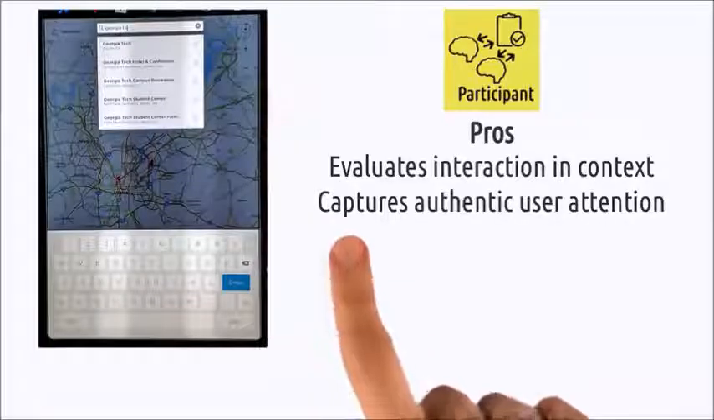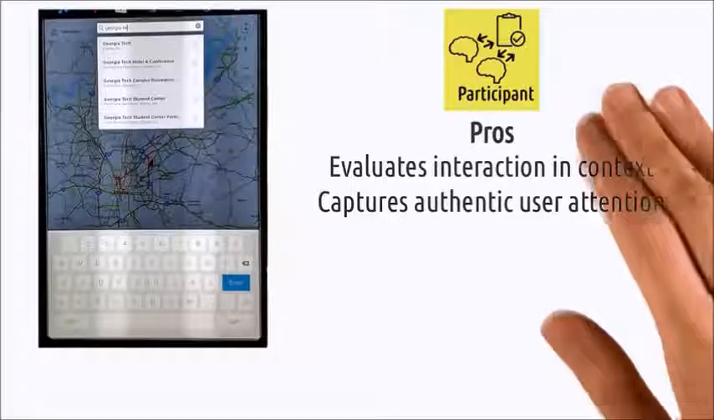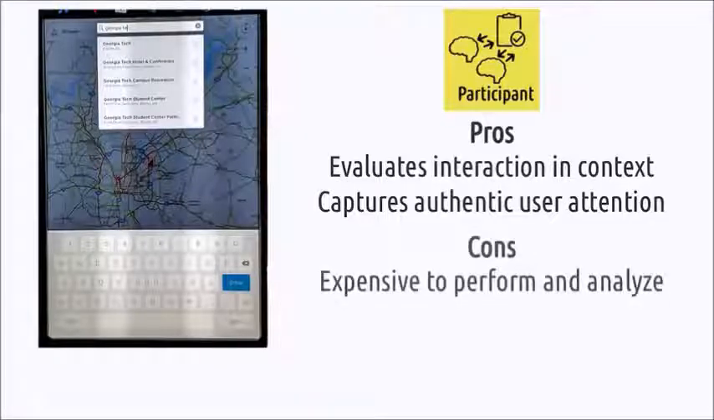And we also capture an authentic representation of the user's level of attention. If the user is going to be distracted, for example, we'll see that when we analyze the activity in the authentic context in which it takes place. But unsurprisingly, there are also drawbacks to this approach too.